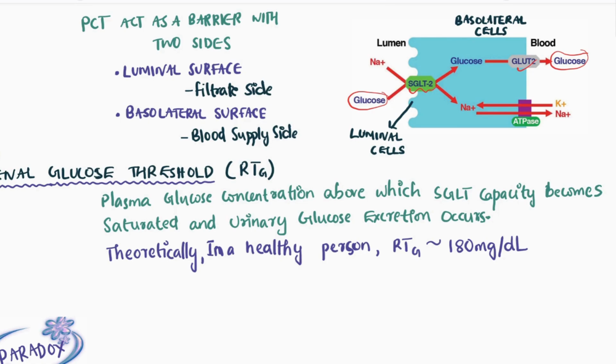The PCT therefore acts as a barrier with two sides, the luminal surface which faces the glomerular filtrate and the basolateral surface which faces the blood supply. But how does this SGLT work? SGLT works by using the electrochemical gradient of sodium, and that's the key. This gradient acts as the driving force to pull glucose molecules against the concentration gradient from the tubular lumen into the cell.